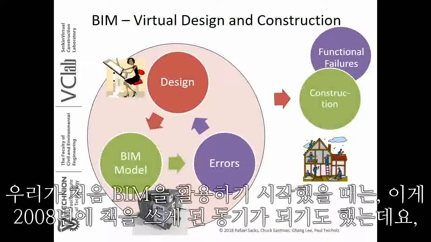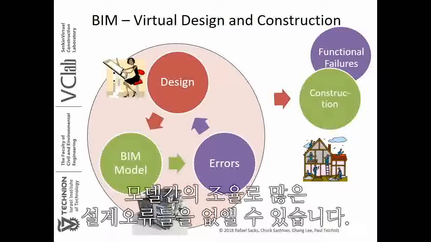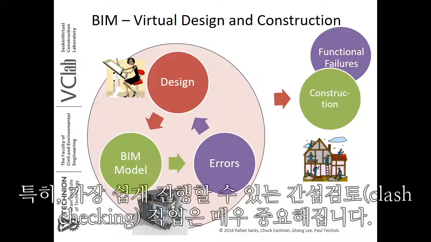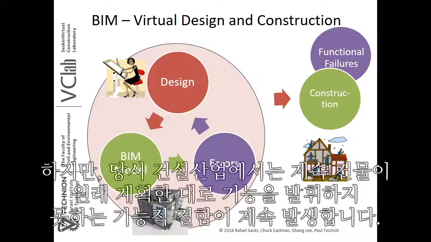When we began working with BIM, and I would say that this was the thrust of the book in 2008, it became clear that we could get rid of a lot of the errors in design by coordinating among models. And especially clash checking, which we might call the low-hanging fruit, became something really significant. But still, the construction industry at the time just suffered functional failures. Buildings still did not perform in the way that they should.